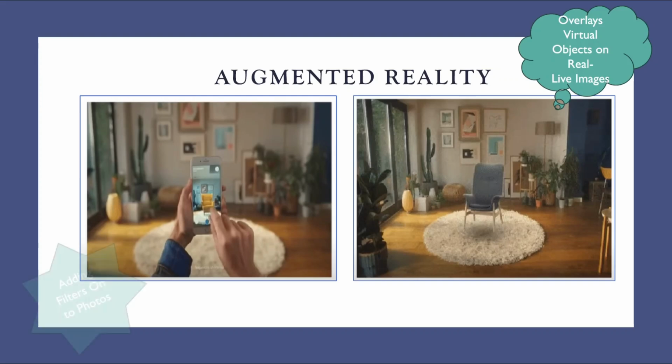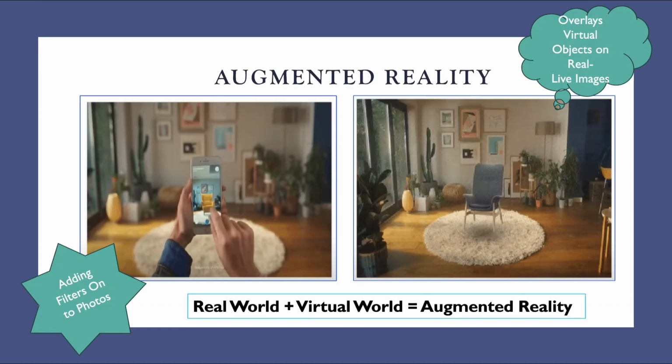You can take some more examples, like you're adding filters on your photos. You're doing some shopping, how it looks on you. You will be applying the filter and you will be seeing how it looks on you. So in general, real world plus virtual world is nothing but your augmented reality. The use of this technology is that it enhances the perception of reality by adding interactive layers of information.